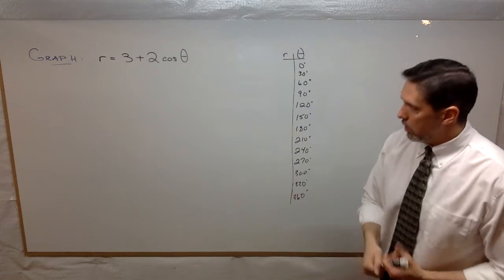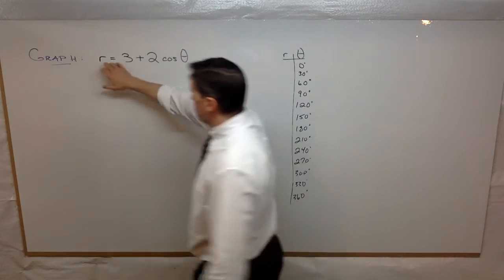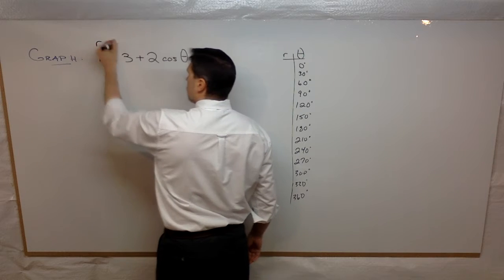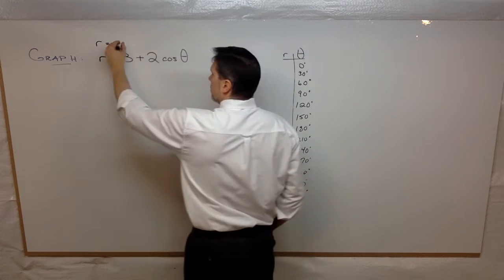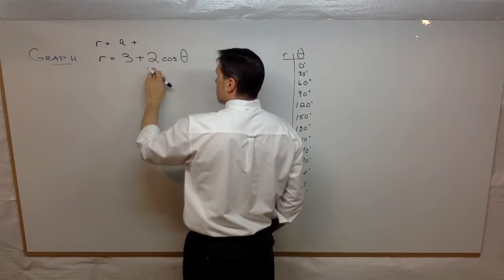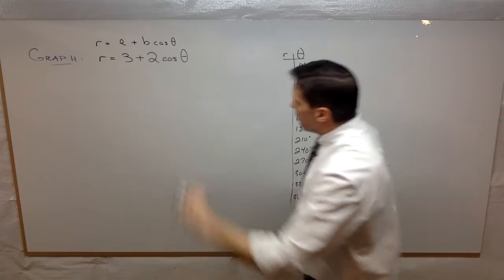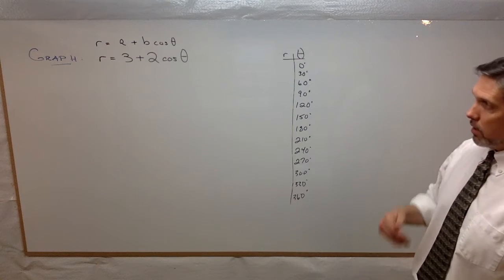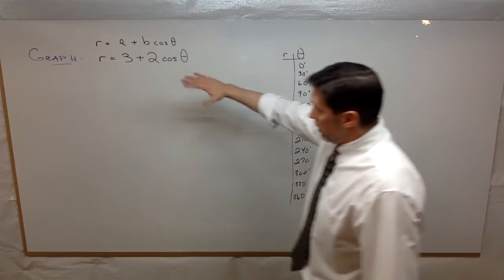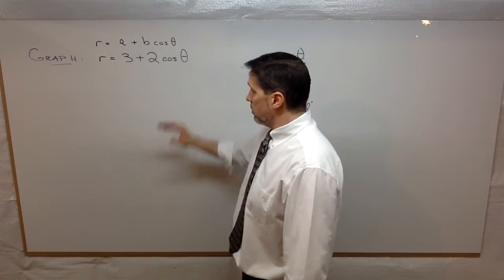Okay, let's take a look at the next graph. Now, take a look at the format. We have R equals some number, let's call that A, plus some number, we'll call that B, cosine theta. R equals A plus B cosine of theta, that is a limaçon. Right? Now, there's some things we know about this limaçon.